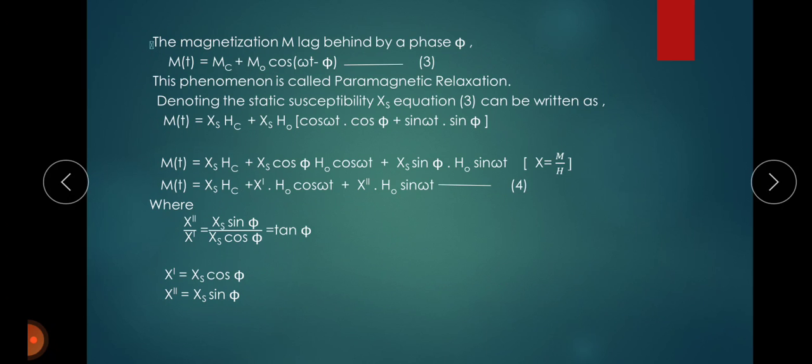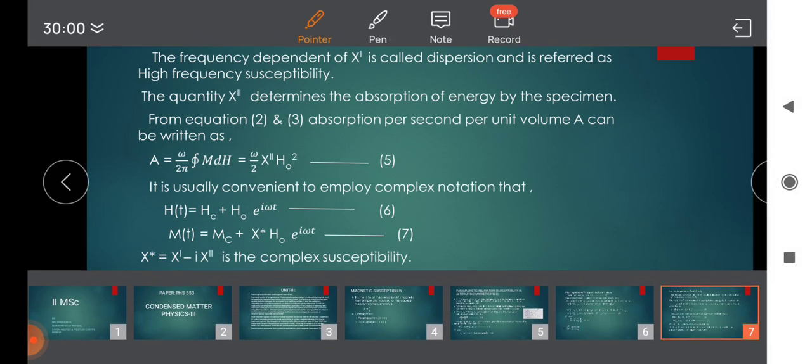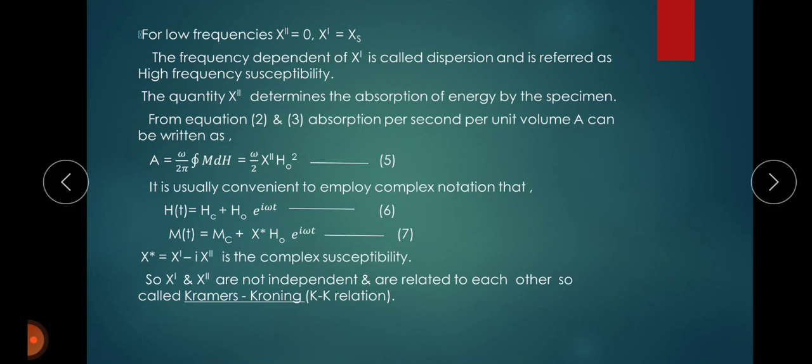Next is what happens to χ'. χ' is equal to χs into cos φ. We know that φ is equal to 0. Cos 0 is equal to 1. 1 into χs, that means χ' is equal to χs for low frequency. For low frequency, χ' becomes χs, and χ'' is equal to 0.